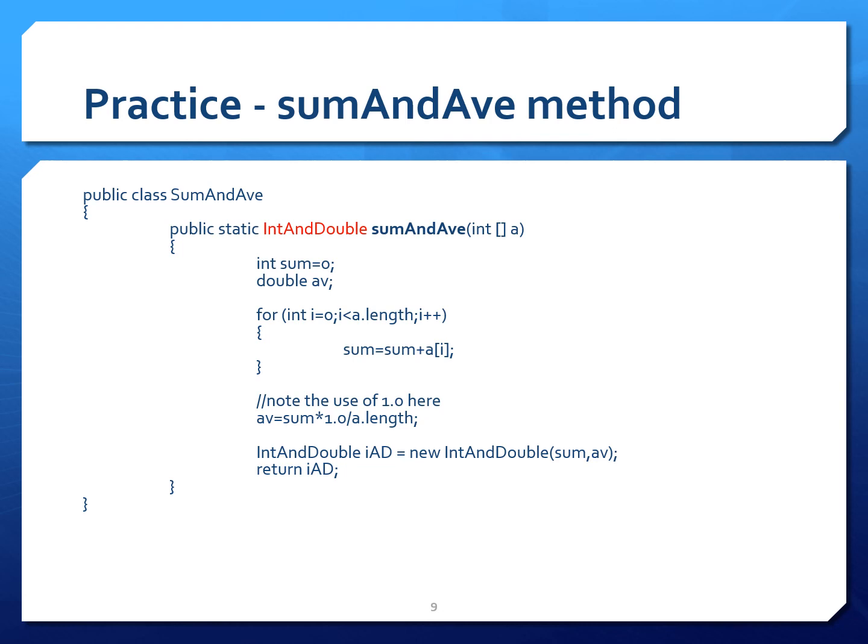Practice time. Pause the video and code this example. The method sumAndAverage returns an object that is of the type integer and double.